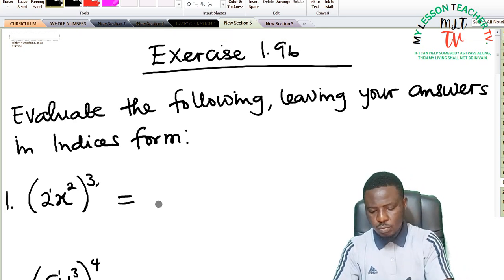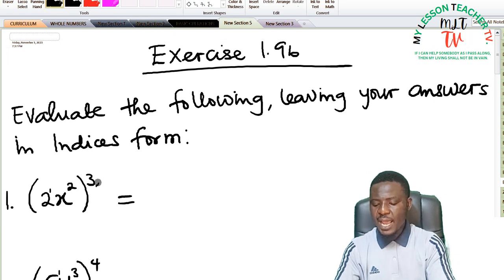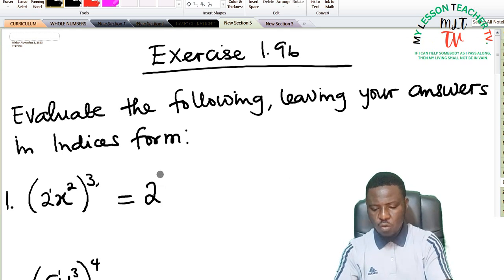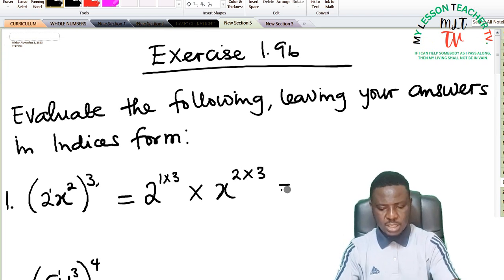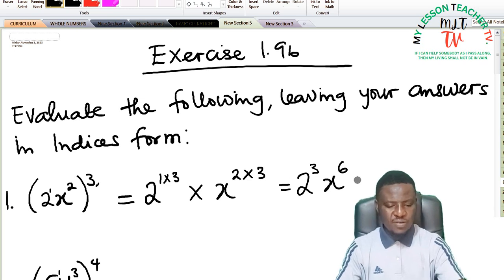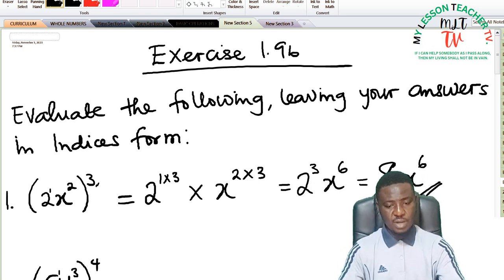This can be said to be equal to, all you need to do is to multiply every power in the bracket by 3. So this is going to be 2 raised to the power of 1 times 3 times x raised to the power of 2 times 3. This is equal to 2 raised to the power of 3 x raised to the power of 6. But I can still simplify 2 raised to the power of 3 to be 8, which is 8x raised to the power of 6, because we are asked to simplify. Okay, leaving your answers in indices form. So this can go.